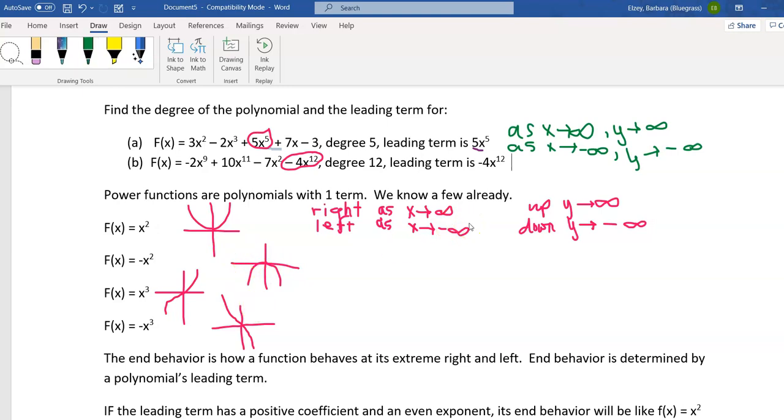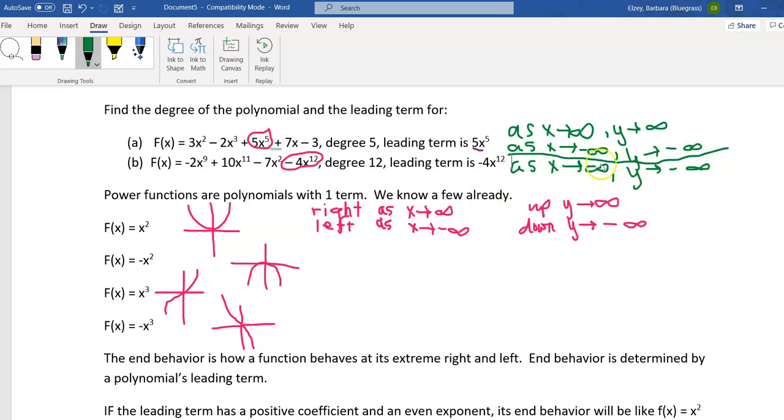Let's write that in terms of our symbols, though. As x goes to the right, that's as x goes to infinity, or x arrow infinity, y went down. Down means y arrow negative infinity. I'll draw a line in between these so we know these don't belong together.